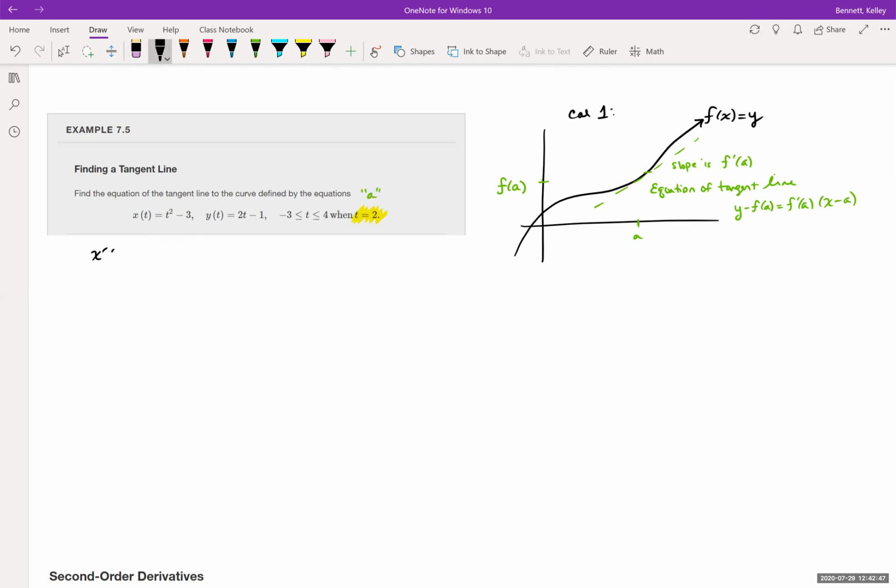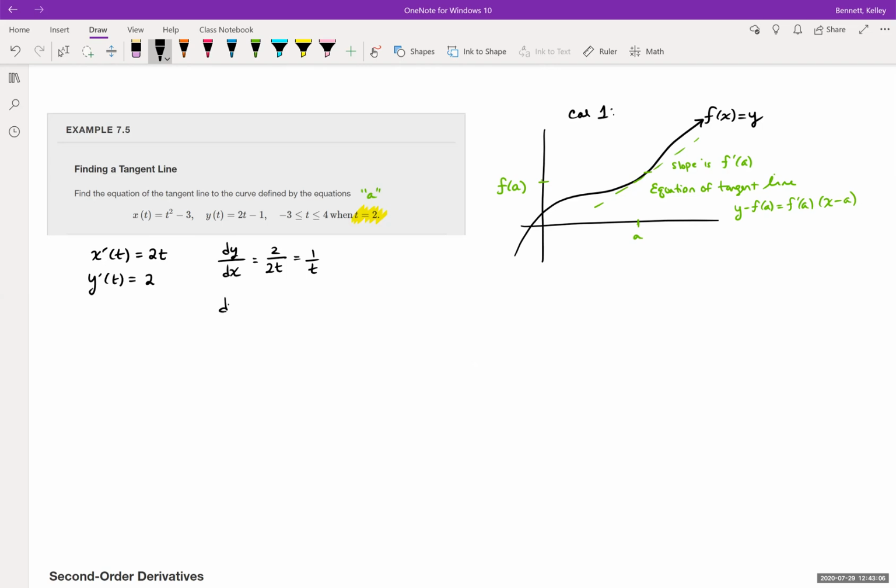So I have x prime of t will be 2t, y prime of t will be 2. So I get that dy dx equals 2 over 2t, simplifies to 1 over t.